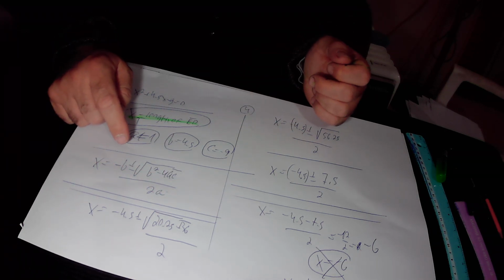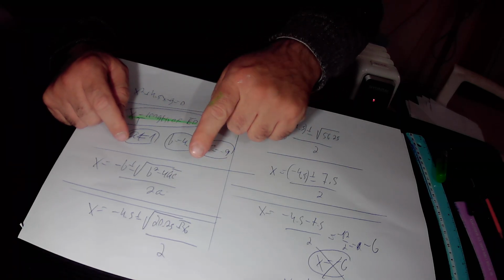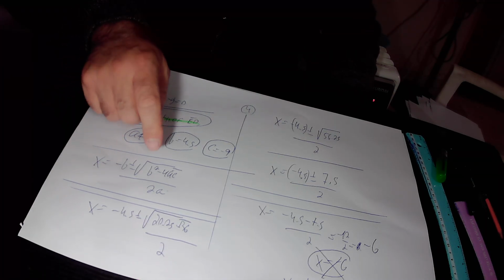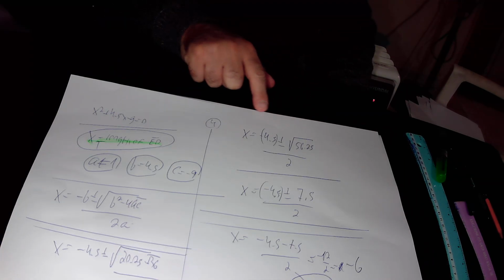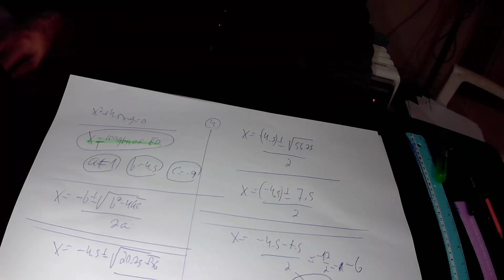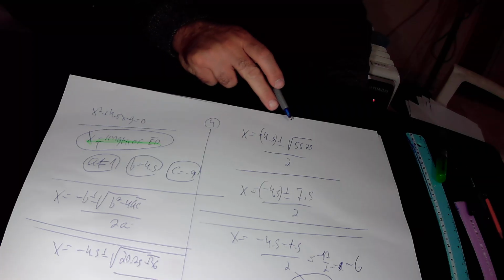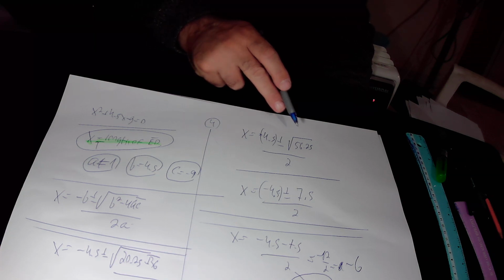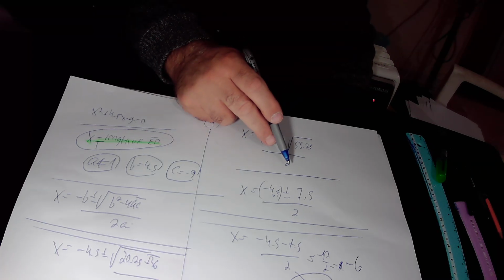So in total inside the root we have 20.25 plus 36, divided by 2a. a is 1, so 2a is 2 times 1, that is 2. So 20.25 plus 36 equals 56.25. So in total we find that x equals minus 4.5 plus minus the square root of 56.25 over 2. The square root of 56.25 is 7.5. So in total x equals minus 4.5 plus minus 7.5 over 2.